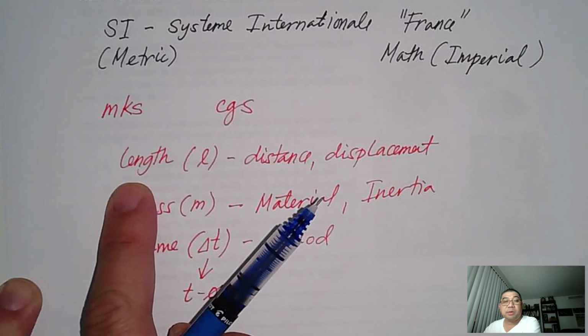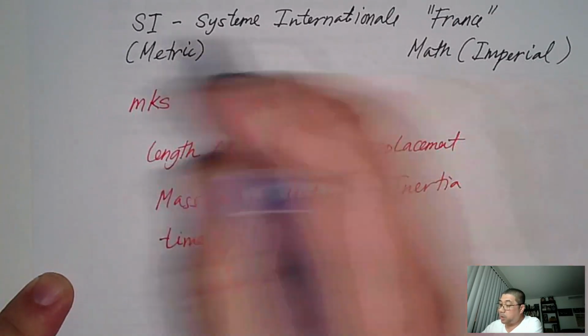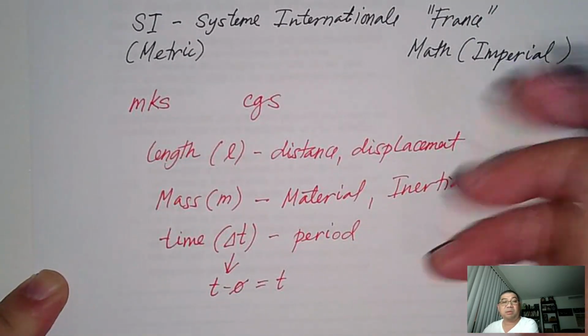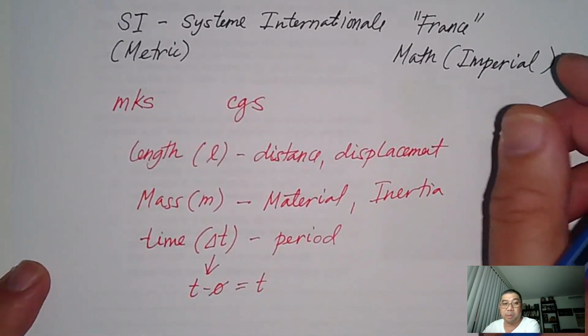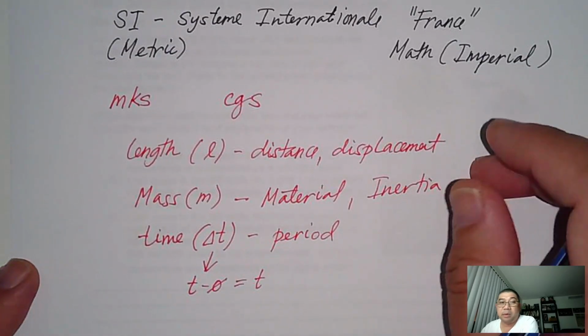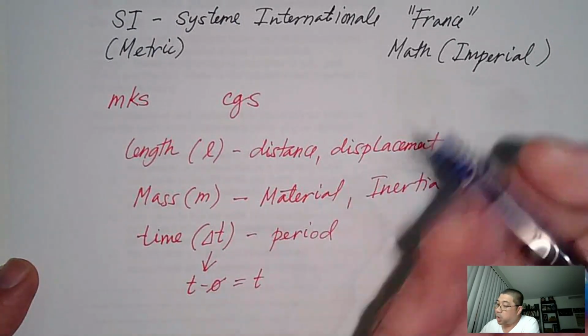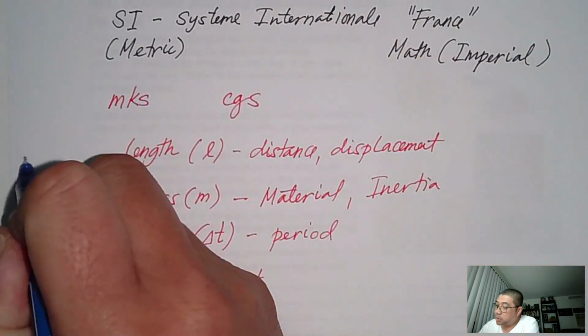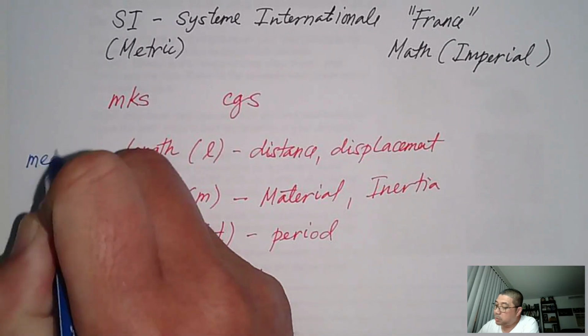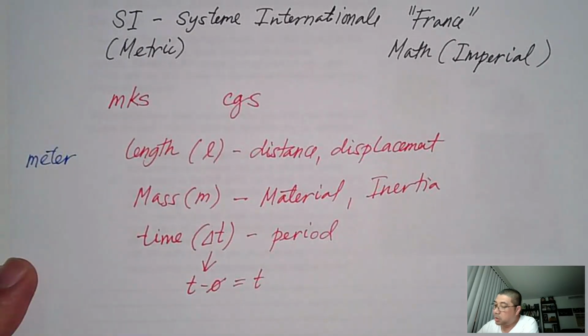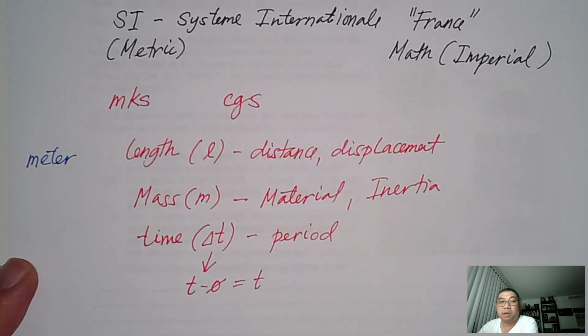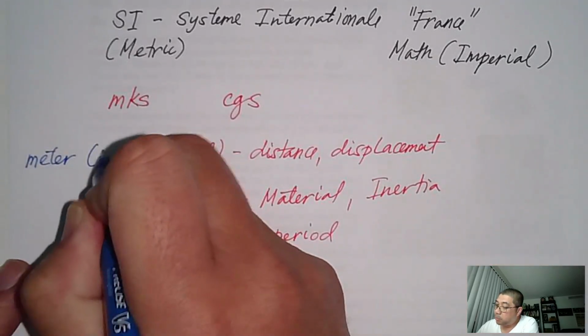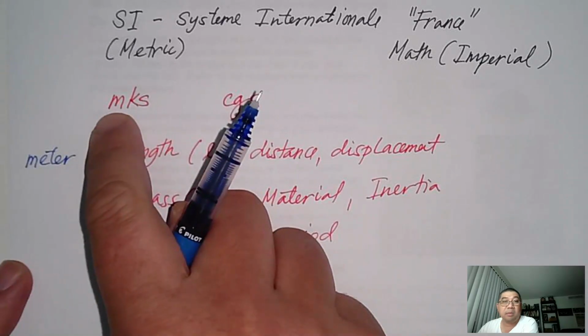In measuring length, we're familiar with inches, we're familiar with feet, we're familiar with yards. Now, in the metric system, the most common one that we use is the meter. It's the meter, so that's why it's called M. M is right there.